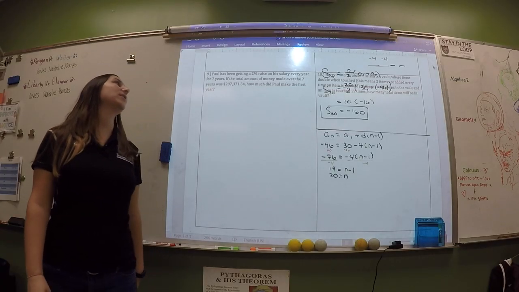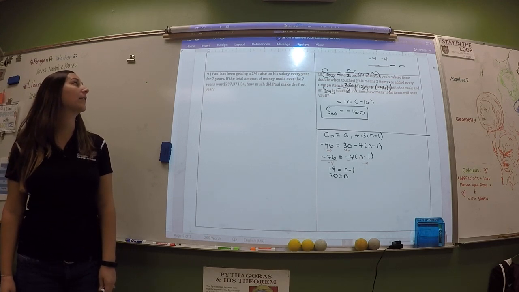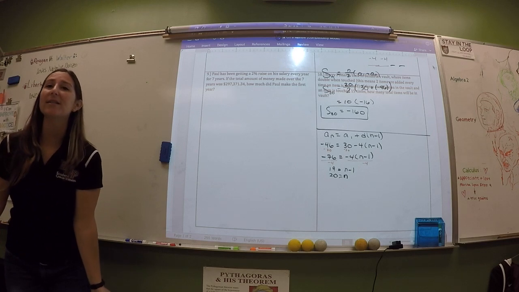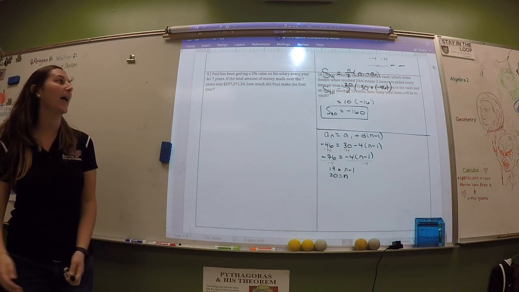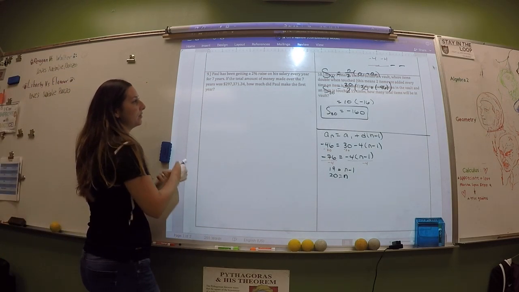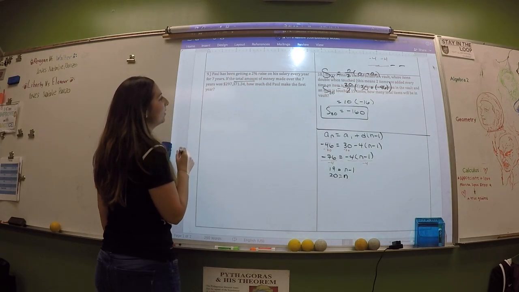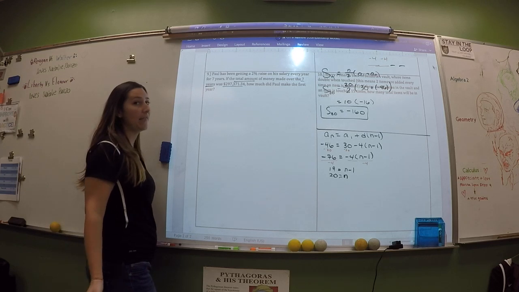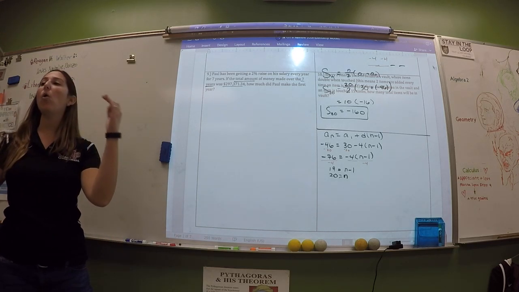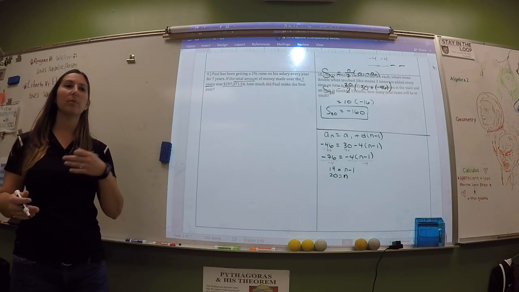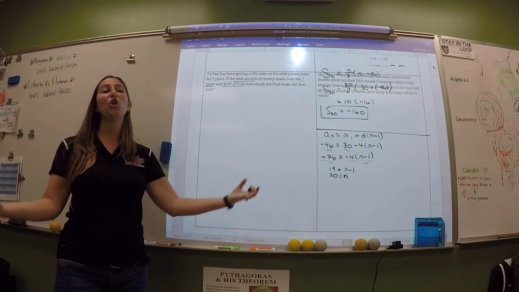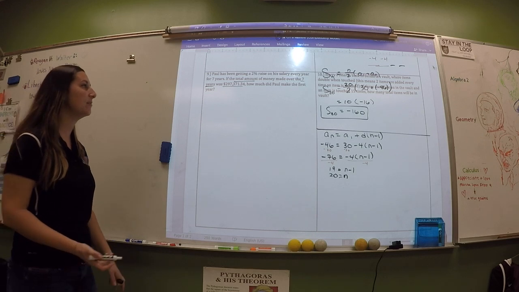Paul has been getting a 2% raise on his salary every year for 7 years. So it's a raise. Raise means the numbers are getting bigger, okay? If the total amount made over the 7 years was this much money, so a lot, that's how much he made. Total over the 7 years. So year 1 plus year 2 plus year 3 plus year 4 plus 5, 6, and 7 totals to this amount. How much did he make the first year?